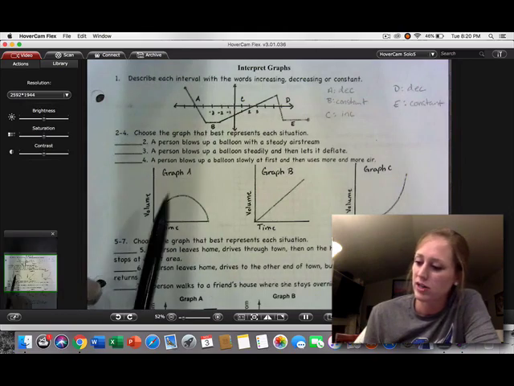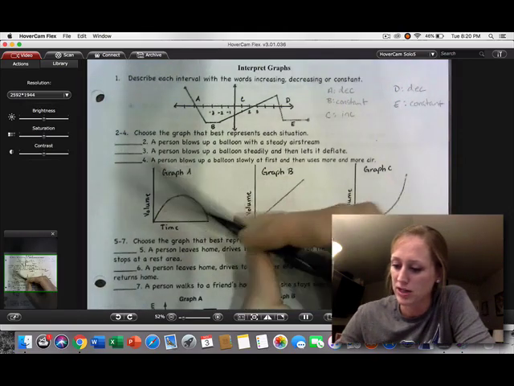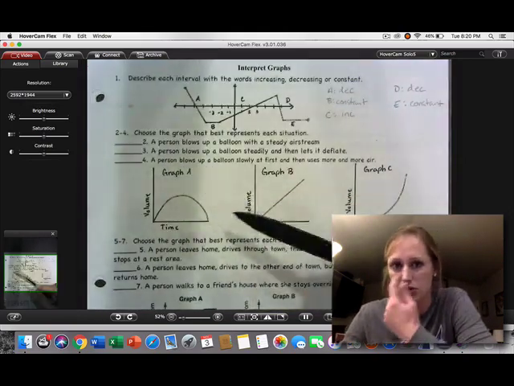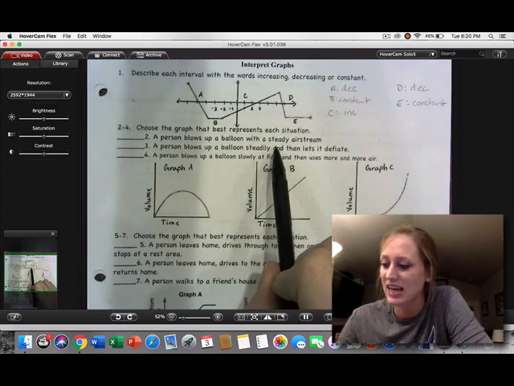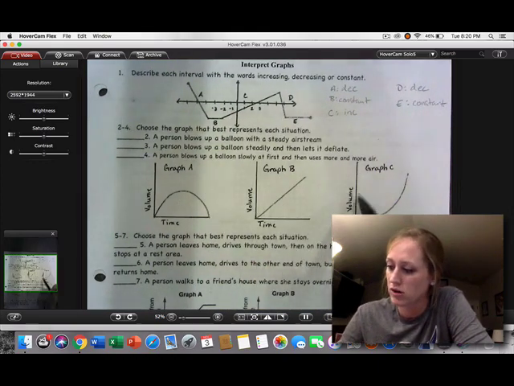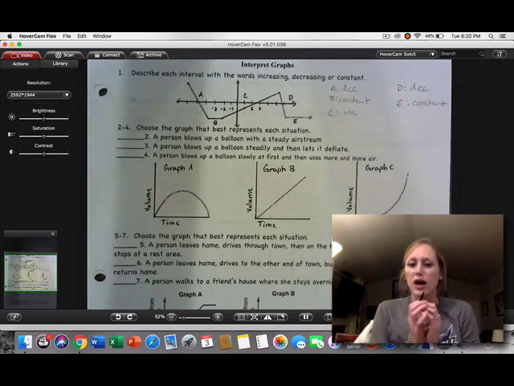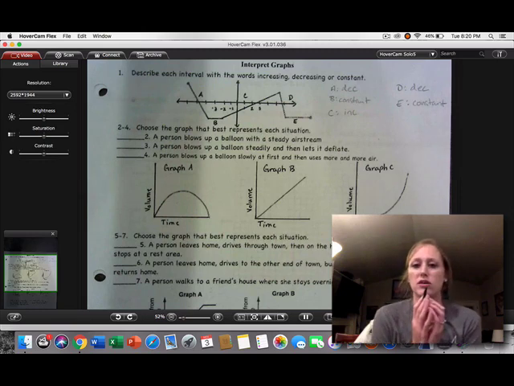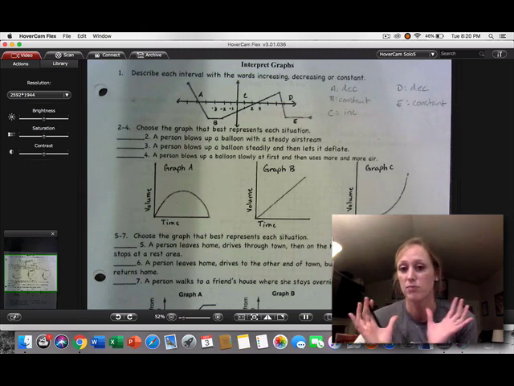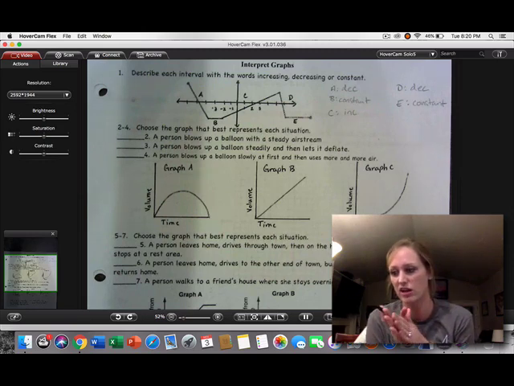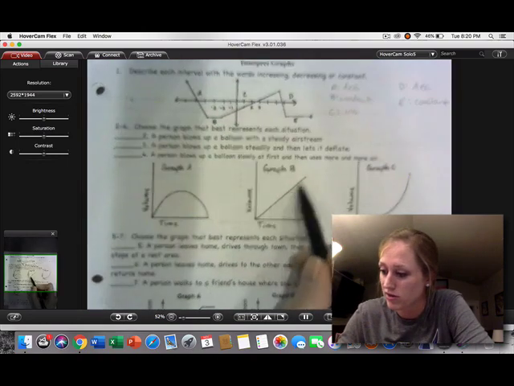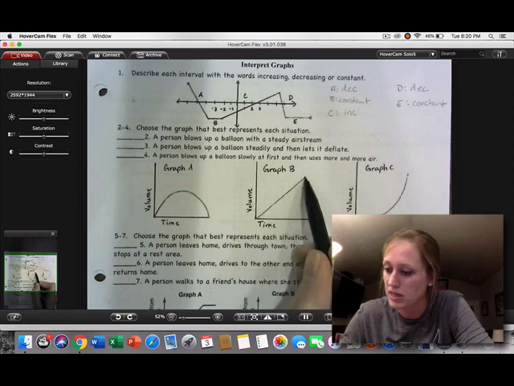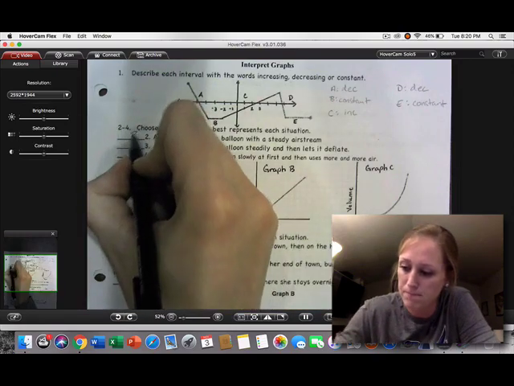Okay, so we are going to look at these three graphs and we're going to match them to one of these scenarios. So here in 2, I have a person blows up a balloon with a steady airstream. So we are comparing volume over time. So as you blow up a balloon, the volume is increasing, but they said they're doing it with a steady airstream. So it should be increasing gradually with this constant rate right here. So B is going to go with 2.